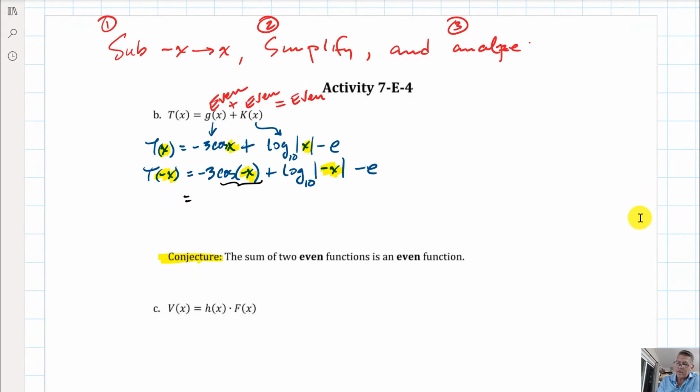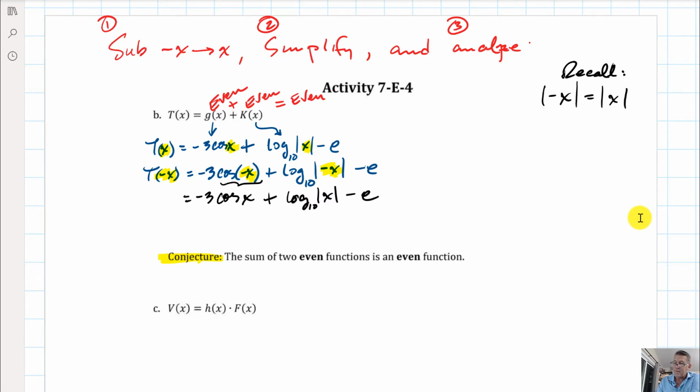So I know right now that this is negative 3 times cosine of X. These are equal now. Plus, I get the log base 10 of the absolute value of X. I know that the absolute value of negative X equals the absolute value of X. I discussed that in my previous video, so recall that these are equal. You take the absolute value of the negative, you get a positive. It's that simple. And then minus E. And then notice that these functions here are the same. They're equal.